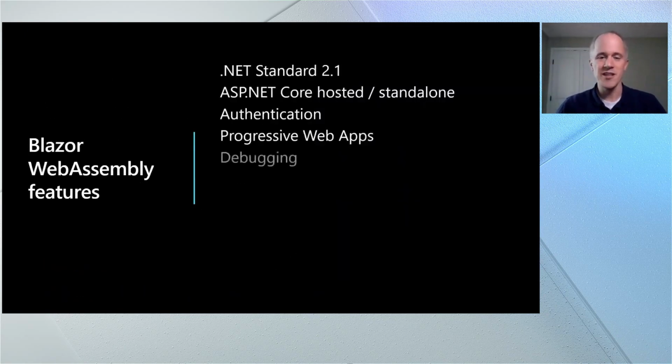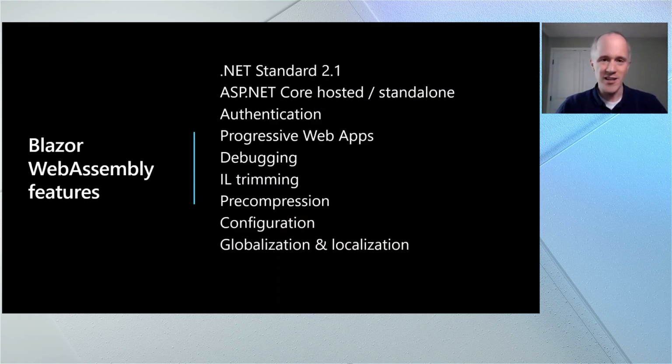This release of Blazor WebAssembly is loaded with features. It supports .NET Standard 2.1, so you can just reuse your existing libraries on both the client and server. You can host your Blazor WebAssembly app in ASP.NET Core, so you get that full stack web development experience, or you can deploy your app as a standalone static site. Blazor WebAssembly supports authentication using ASP.NET Core Identity with Identity Server, or you can use Azure Active Directory, Azure Active Directory B2C, or any OpenID Connect provider that you want. You can build progressive web apps with Blazor WebAssembly and support offline execution and native OS integration.